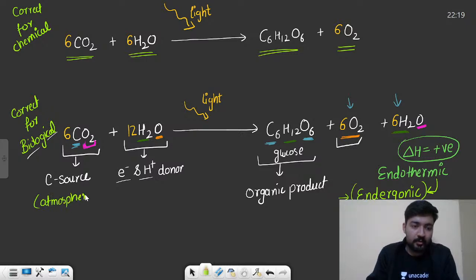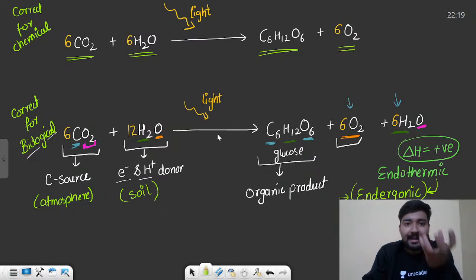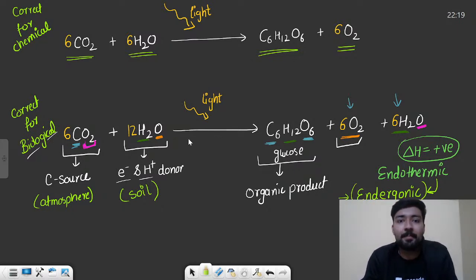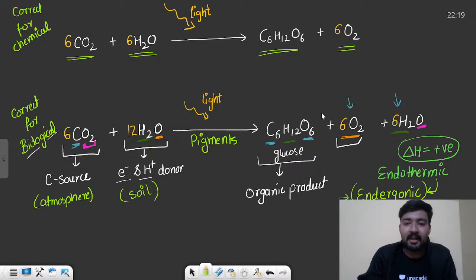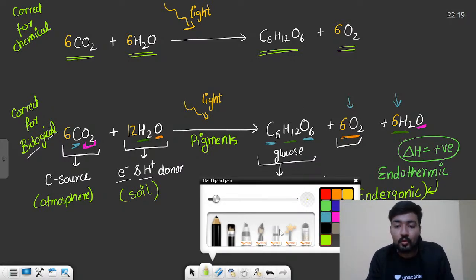It comes from atmosphere. Water, it comes from soil. That is why we need to water the plants. So it comes from soil. This light is captured with the help of certain pigments, right? So we have to use certain pigments which capture the light energy. And this glucose, it is produced in the leaves, but it is stored in the form of starch, right?